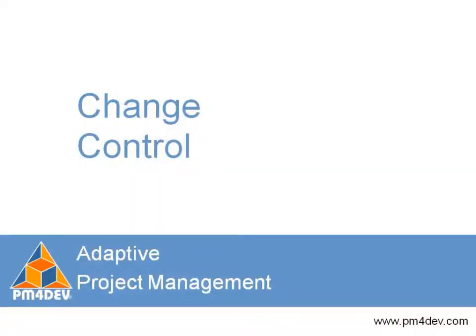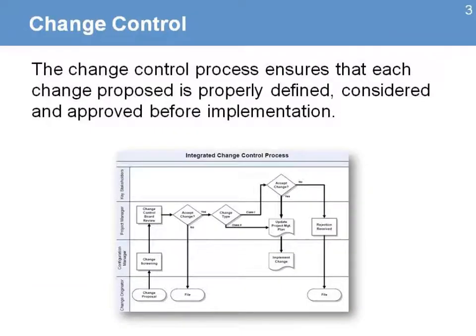Change control. The change control process ensures that each change proposed is properly defined, considered, and approved before implementation. And this is an important process because it helps us make sure that those changes are given enough thought and they are approved before they are implemented. That way we can make sure that the change is going to be providing some benefit to the project.